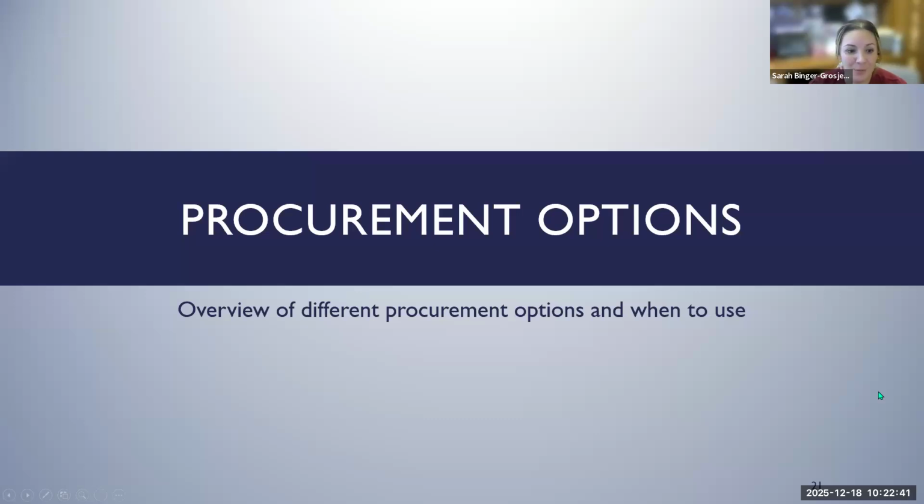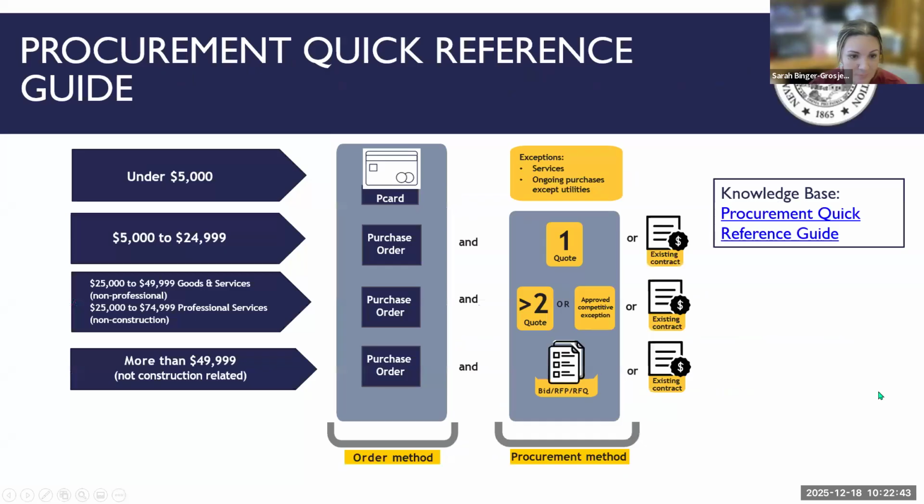Okay, so moving into procurement options. We have two different slides related to a quick reference guide on thresholds. The first guide that I'm going to review is for anything that is not construction related. So anything under $5,000 should be used on a P card, unless it is for a service that would require insurance or licenses, or if it's an ongoing purchase that should be on a blanket purchase order, with the exception of utilities.